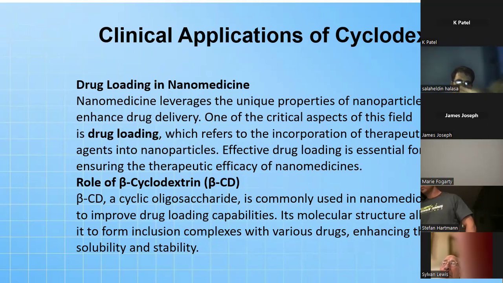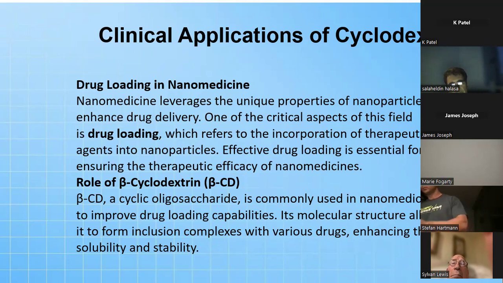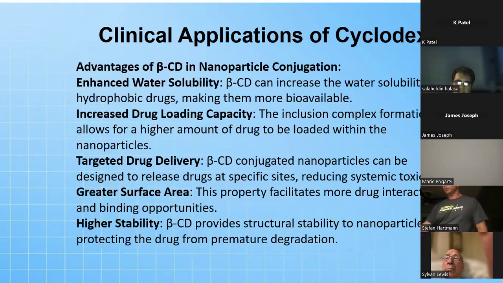And we can do that in the compounding pharmacy arena as well. That's my plan, including the supplements. All of them can be cyclodextrin-based. So it's like two birds with one stone. It has the molecular structural ability to form an inclusion complex with various drugs, enhancing their solubility, stability, and targeting.